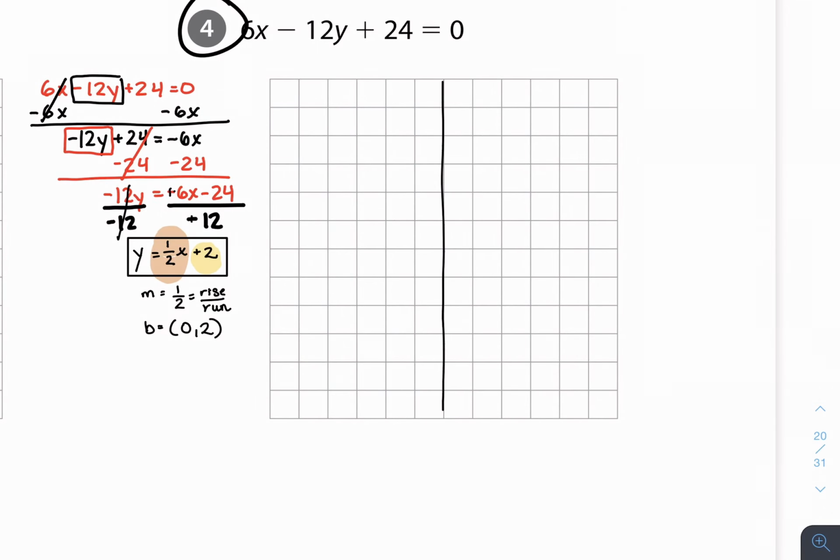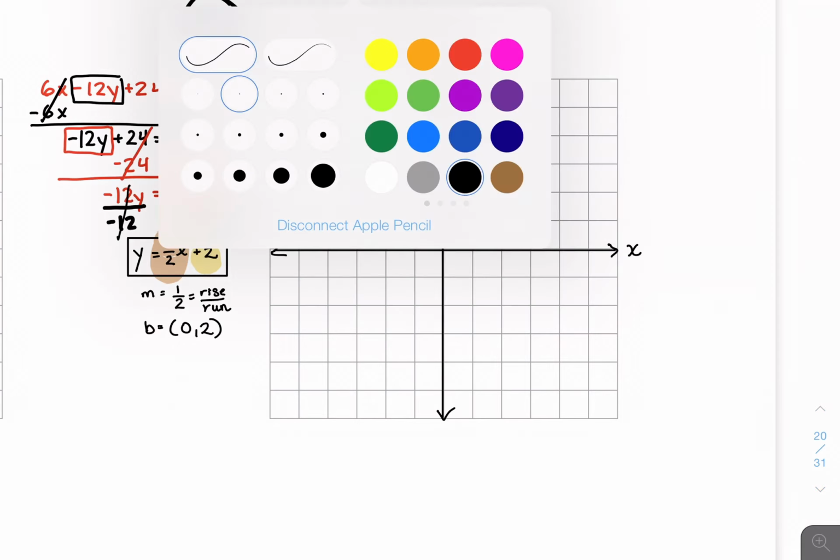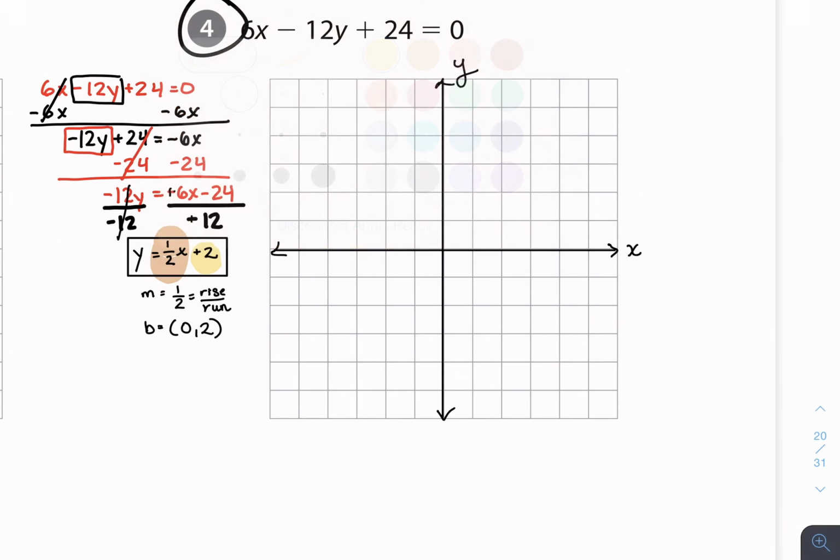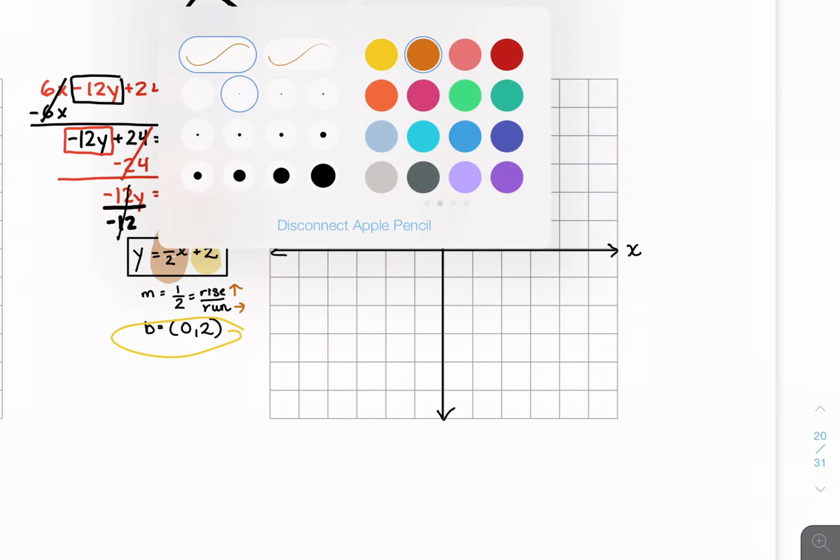So draw myself a quick x and y axis, label. And now I'm going to start by plotting my y-intercept at 0, 2, which is here. And now I'm going to count 1 up for my rise, 2 right for my run to get to my next point. So I'm going to go up 1, right 2, and that's my next point.